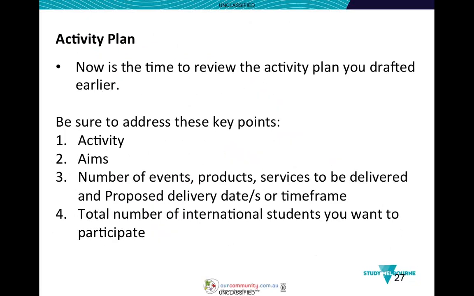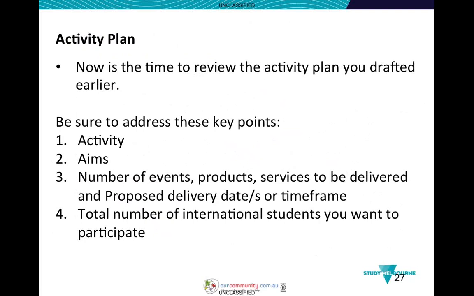Now, we did look at an example of an activity plan, and the activity plan in the application, if you haven't already seen it, covers 4 very specific areas that you're asked to address. And it's really about making sure that you address these key points. The activity plan that we looked at earlier was more of a summary, an overview of the whole activity. But the activity plan in the application actually asks you to provide detailed information about each of those elements.